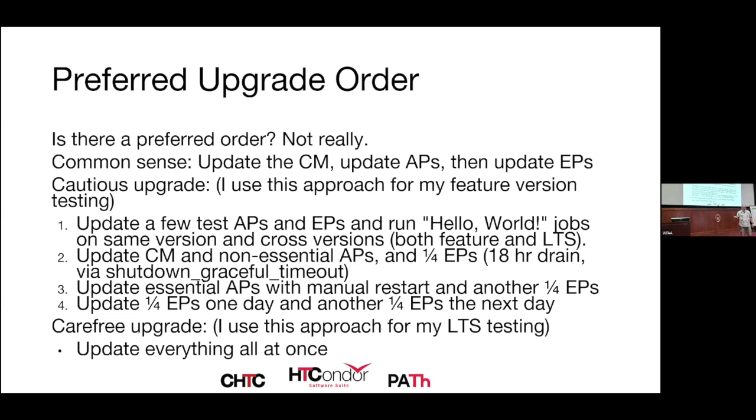I update the CM the next day and a quarter of the EPs. I set the shutdown graceful timeout to 18 hours to let jobs drain, and we tend to update our pool about 25% at a time. After that, I update the essential APs. I do a manual shutdown on those because there's a defect in the code: it doesn't shut down fast when it's expected to. Hopefully we'll fix that soon.